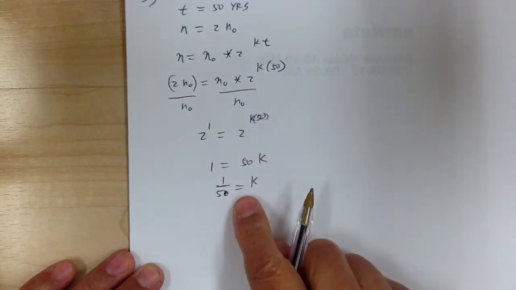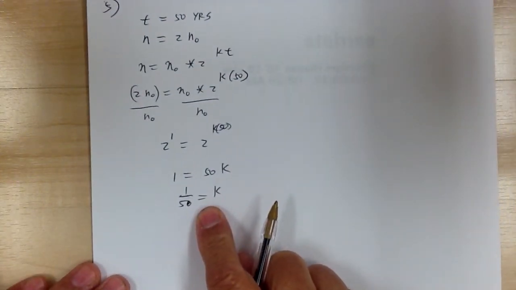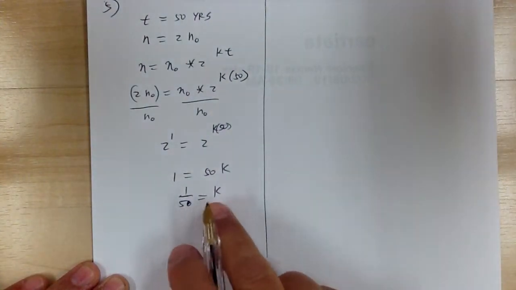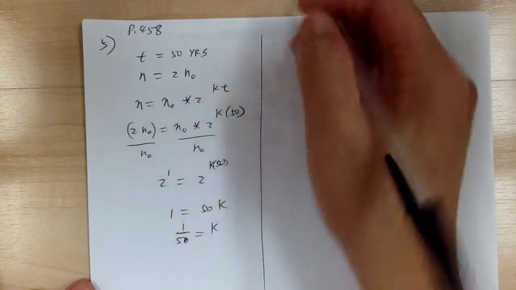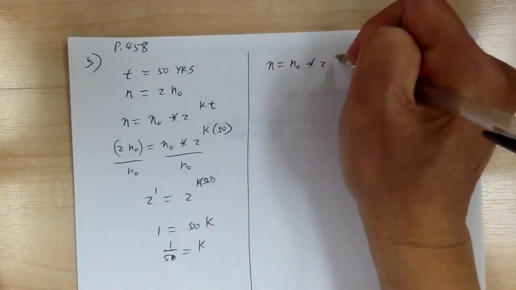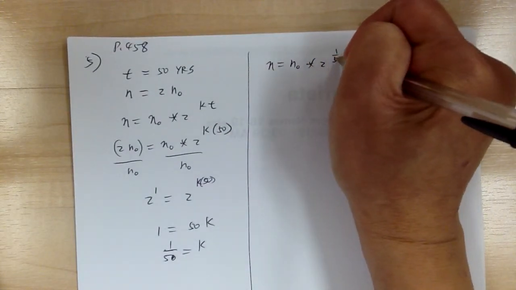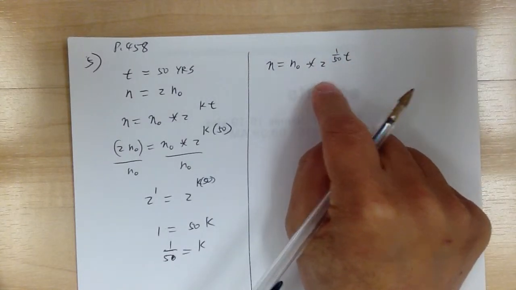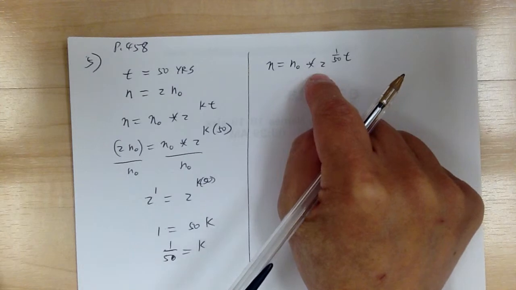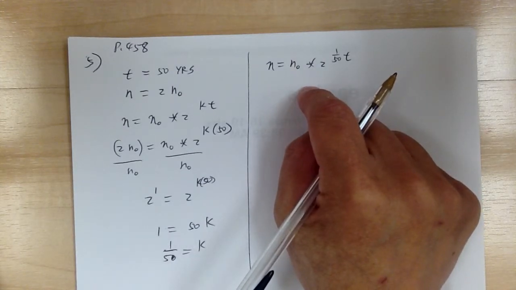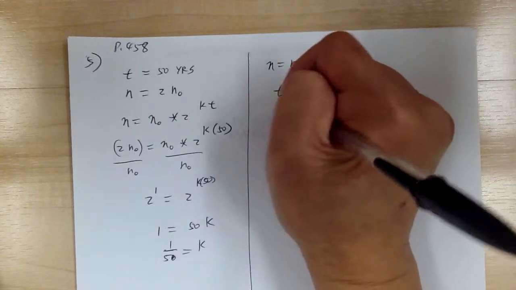Once you find k, it is a constant, so it will not change. It will stay the same throughout the problem. Once you find k, you want to update your equation. So you have n equal to n0 times 2 to the 1 over 50 t. That is the updated equation. Now you can use this to solve whatever problem you have. Now it asks you how long, so you're looking for t.